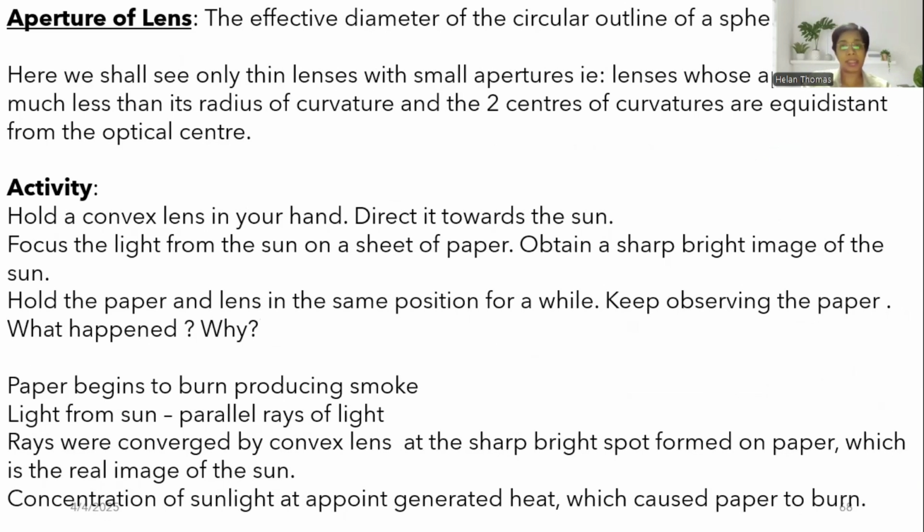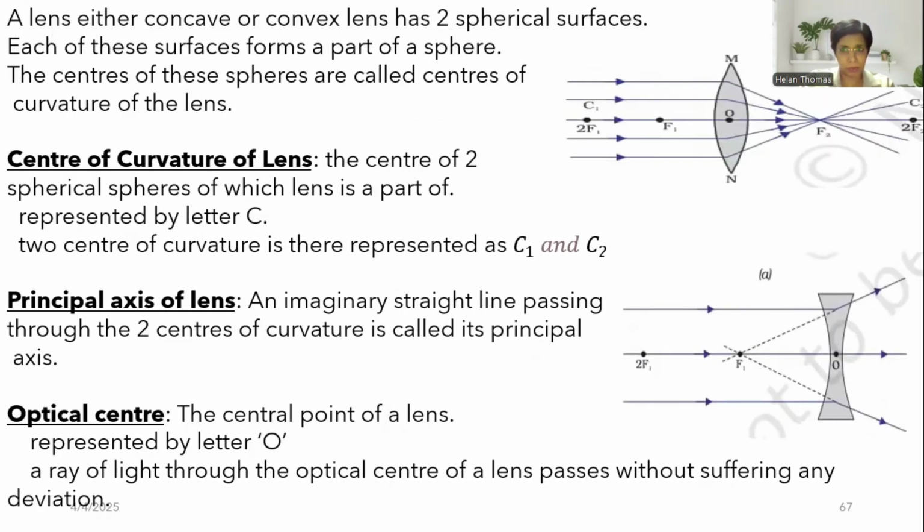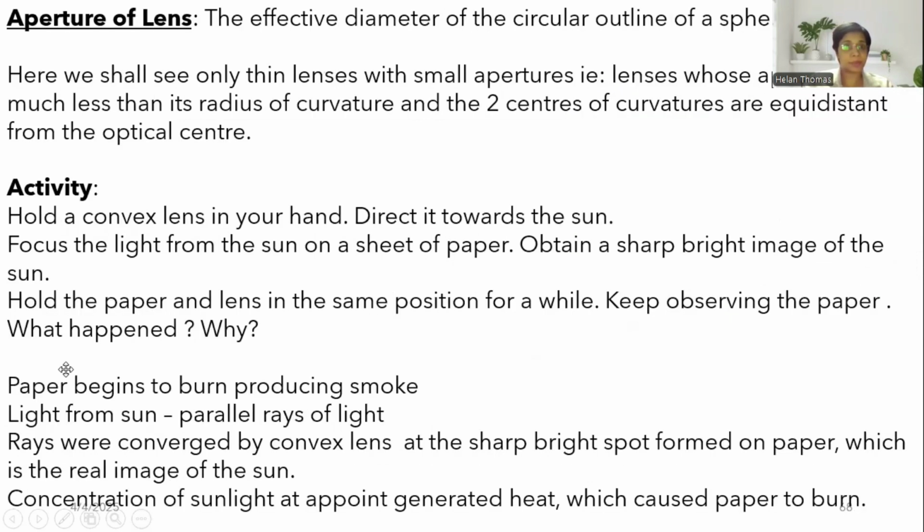And the aperture of the lens. The aperture of the lens is nothing but the effective diameter of the circular outline of the sphere which constitutes the lens. In this case, MN will be the aperture. That is the lens MN, and in this case, this is the aperture. The diameter of this lens is nothing but the aperture of the lens.